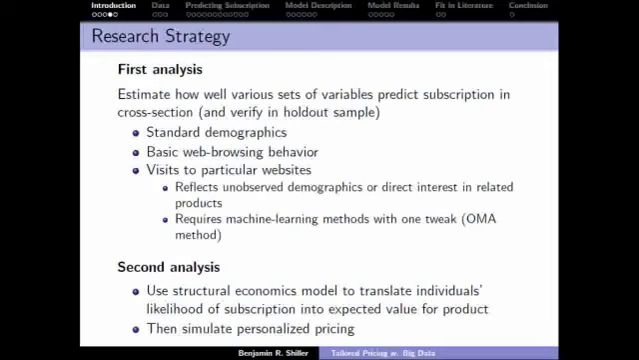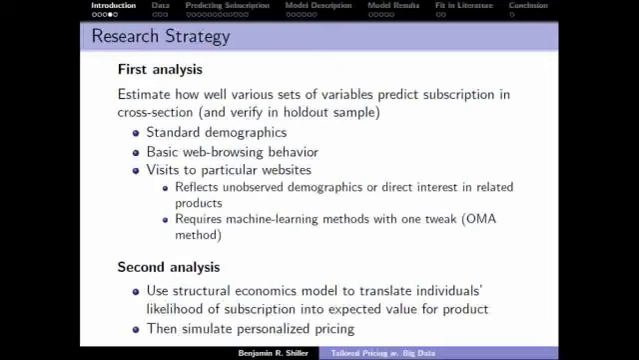Standard demographic variables are types of variables that presumably, when a person walked into a store, a salesman might have been able to glean from their appearance, their accent, other things that they might be able to notice in face-to-face transactions. And then I break the web browsing data into basic web browsing behavior, and I'll explain what those variables are later, and visits to particular websites.